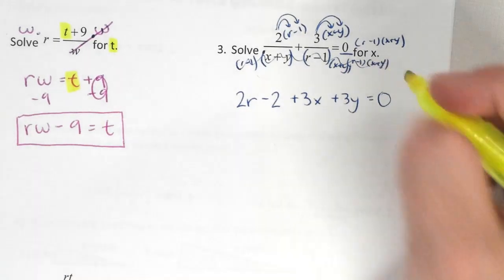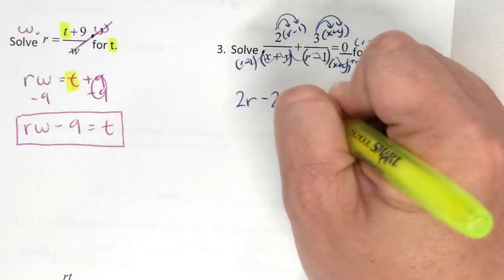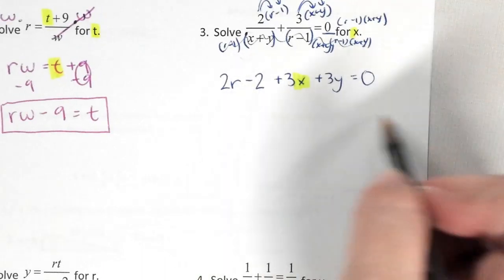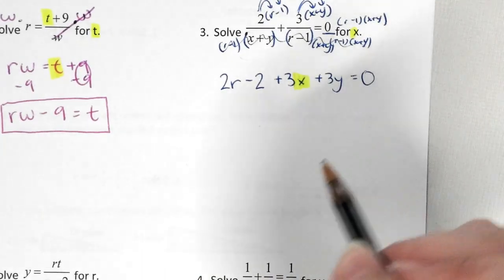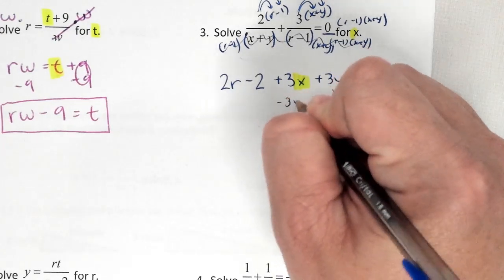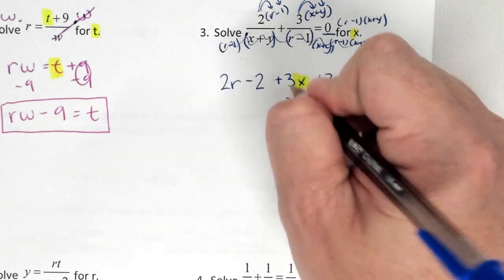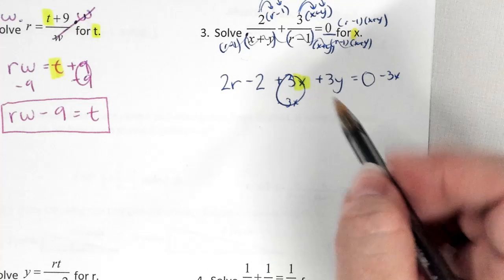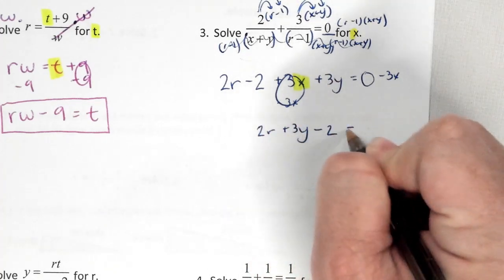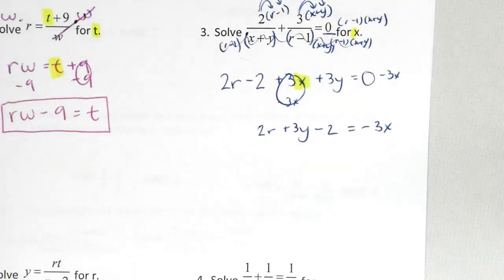Now, I'm solving for x. So what do we need to do to get this x by itself? Do we have any like terms? No. So I want to move it to the other side because there's nothing over there. So minus 3x, minus 3x. And I'm also going to put this side in order. So I have 2r plus 3y minus 2 equals negative 3x.